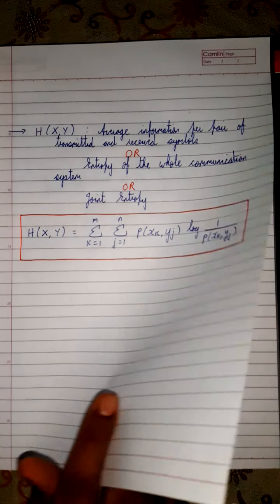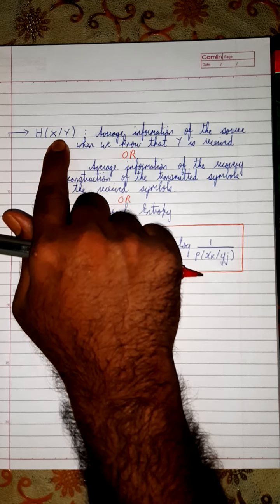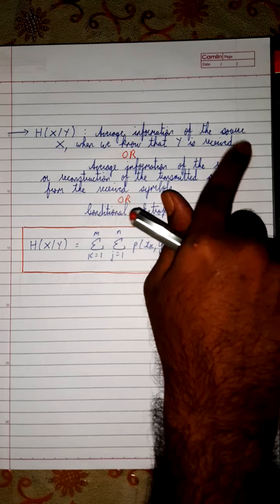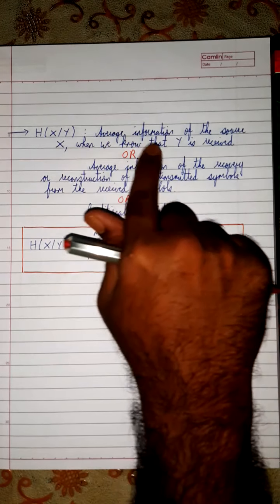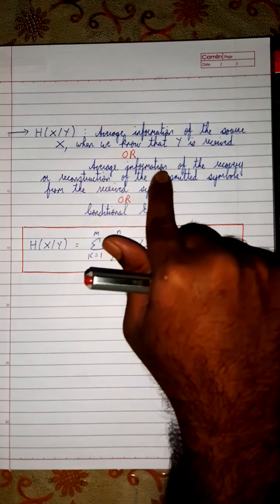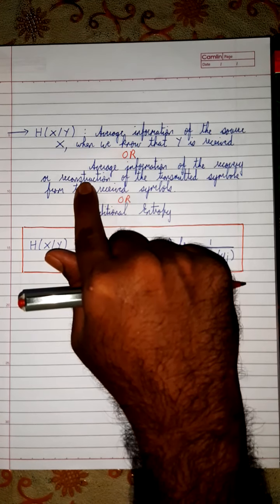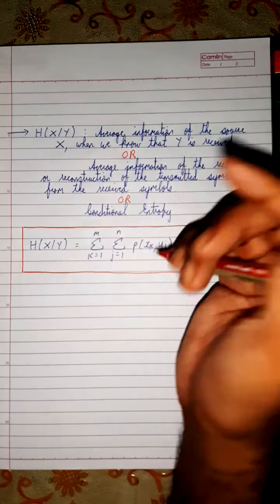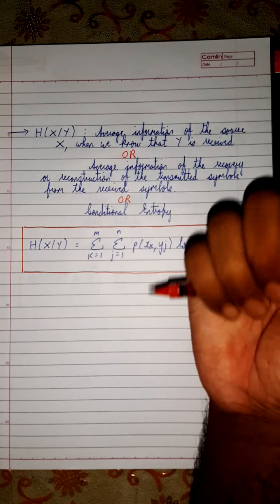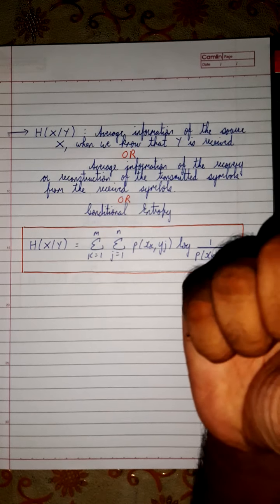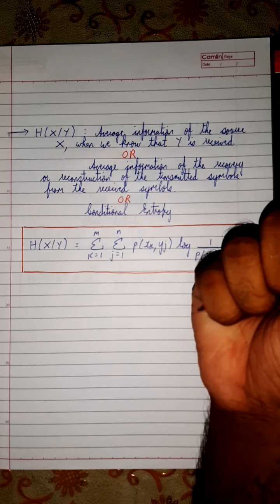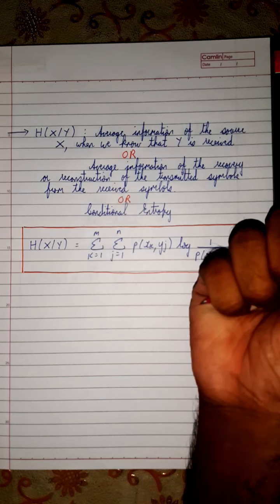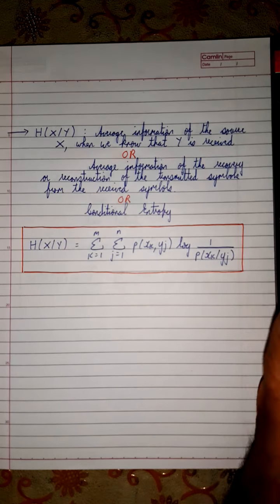And the fourth entropy you have studied is H of x by y. It is the average information of the source when we know the value of y, or average information of the source x when we know that y is received, or average information of the recovery or reconstruction of the transmitted symbols from the received symbols. Because this means that we have received y, we know what the value of y is. So from the value of y, how can I reconstruct x? How can I apply some filter or some kind of adaptation, and how do I find the value of x from y? That is the entropy of reconstruction.